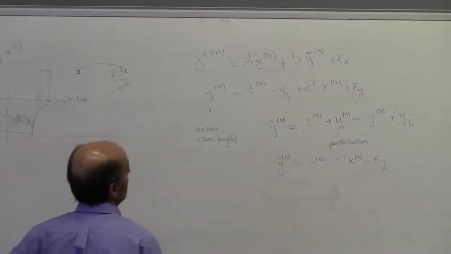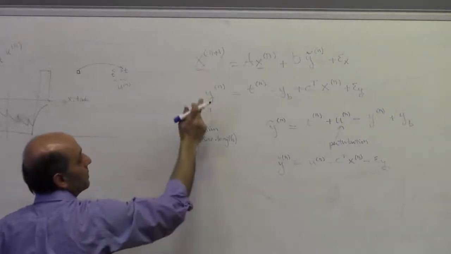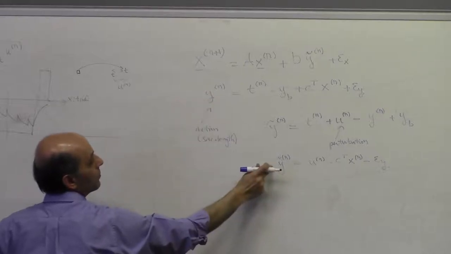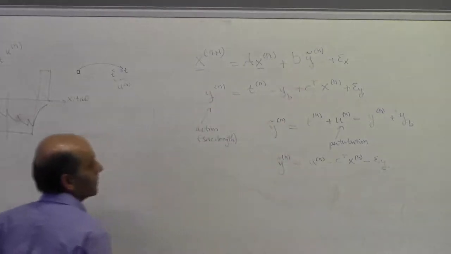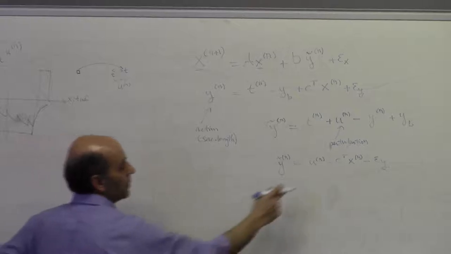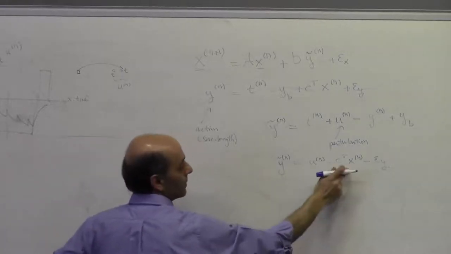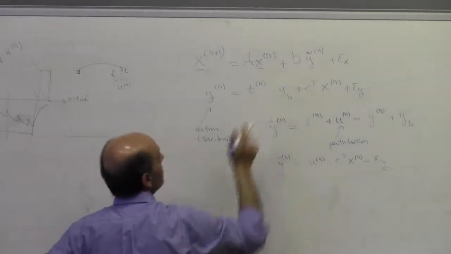So this is the state update equation, this is the measurement equation, and this is what goes into here. Y tilde is the difference between what I did and what the subject expected. So now I'm going to put this back into this equation now.